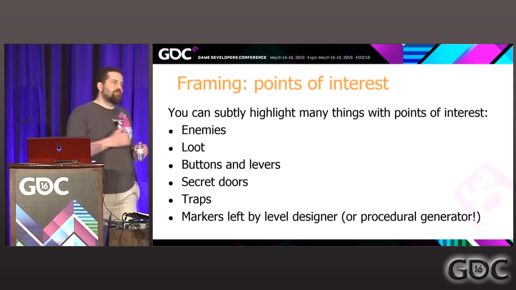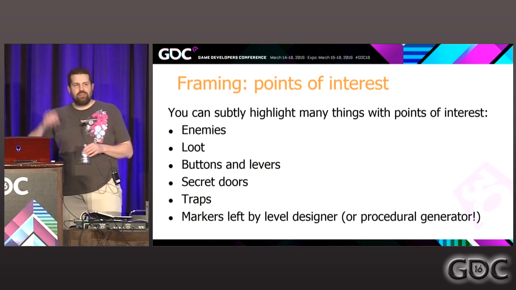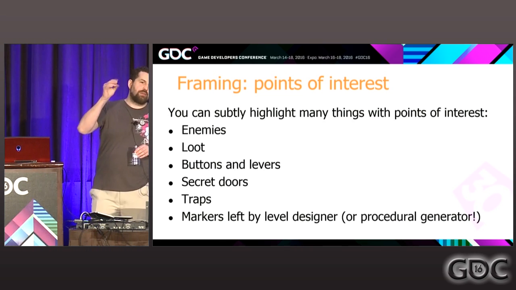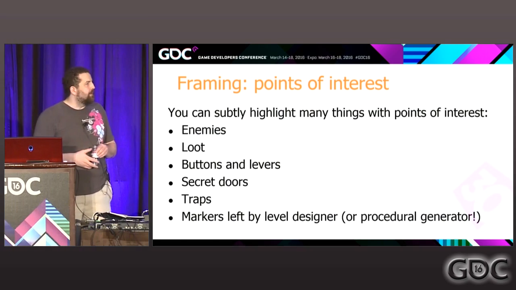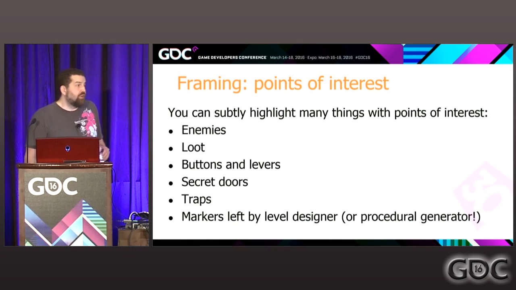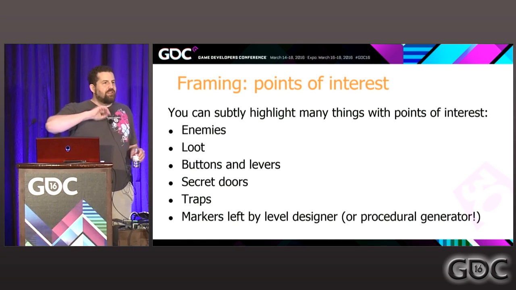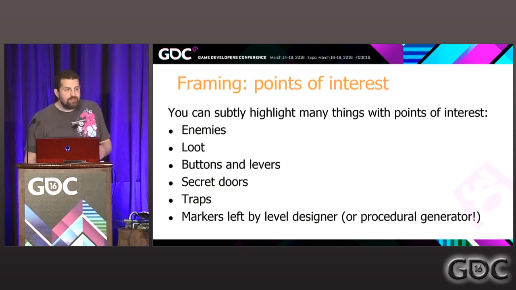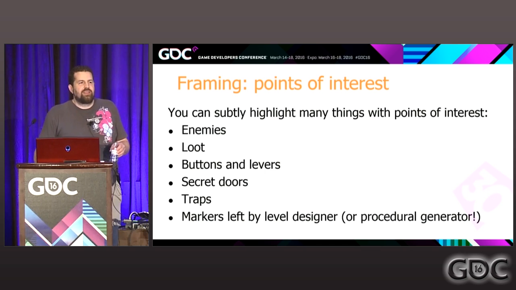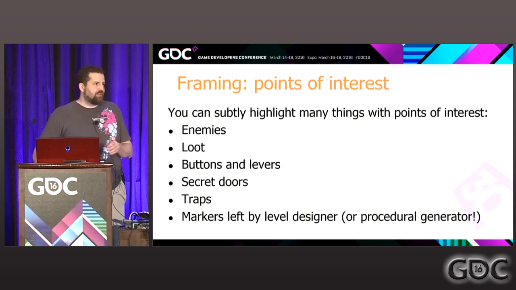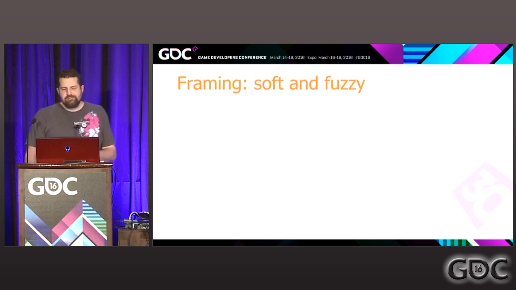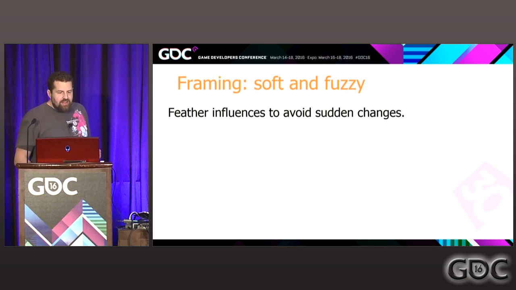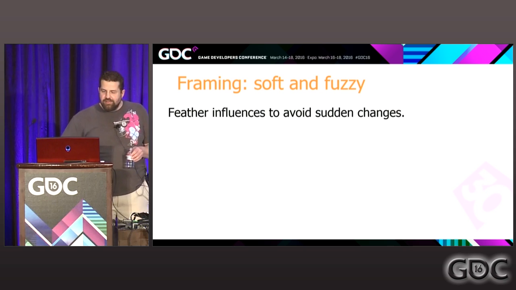Or even explicit markers left by a level designer. They say there's a statue in the middle and I want the players to take notice of it. Or even a procedural generation system could identify something as this is an important bottleneck or this is an important piece of metadata like the center of the orc base, and I want to make sure that the player sort of catches it. The important thing here is to feather these influences.